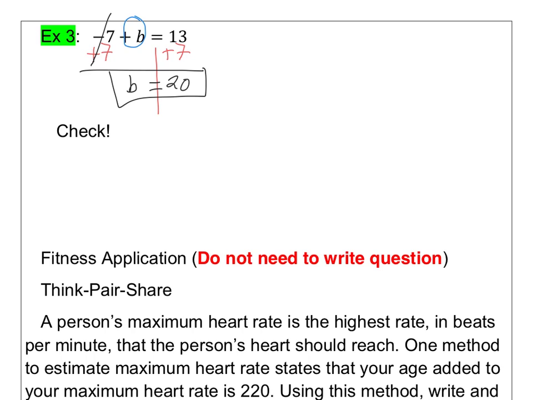So let's check our solution. In our original problem, we have negative 7. Instead of b, that's a plus. Instead of b, I'm putting in a positive 20. And I want to see, does that equal 13? So based upon our integer rules from last week, different signs subtract and take the sign of the larger. So we're going to do 20 minus 7 is 13. Because 20 is larger, it is a positive 13. So indeed, 13 does equal 13. Don't force the check. Make sure it actually works.